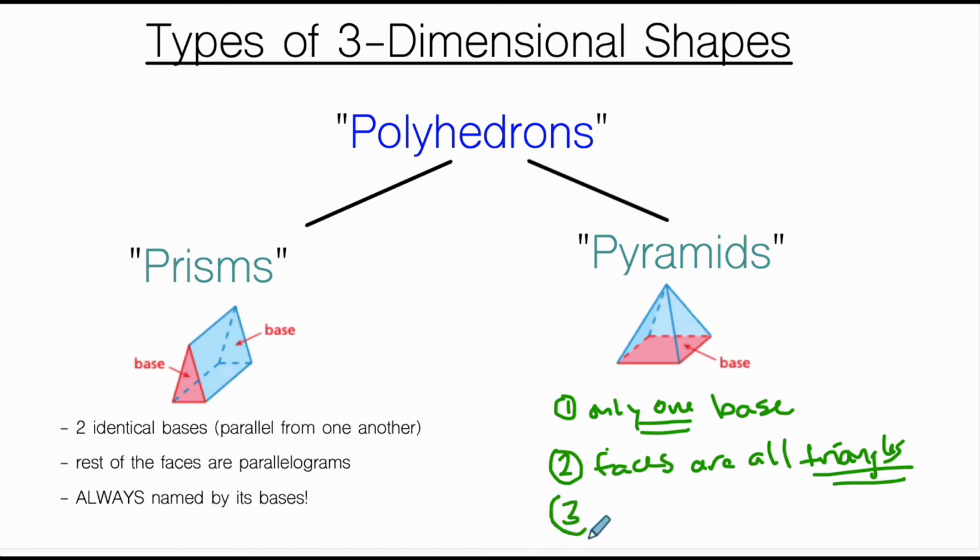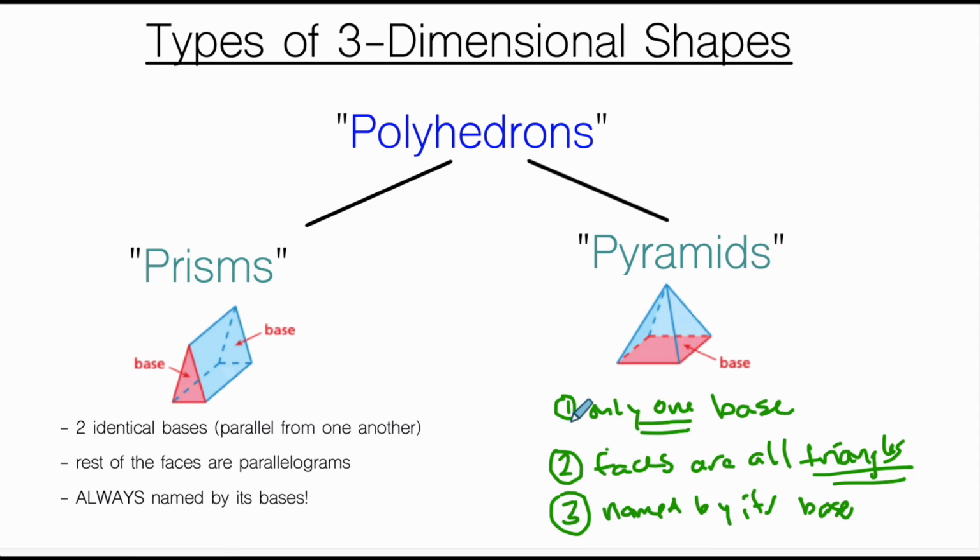And similar to a prism, it is named by its base. So in this, I've got a rectangle as the base. This would be a rectangular pyramid. If I had a hexagon as the base, it would be a hexagonal pyramid. If I had a trapezoid as the base, it would be a trapezoidal pyramid. So the name of a prism and the name of a pyramid is always named after its base.